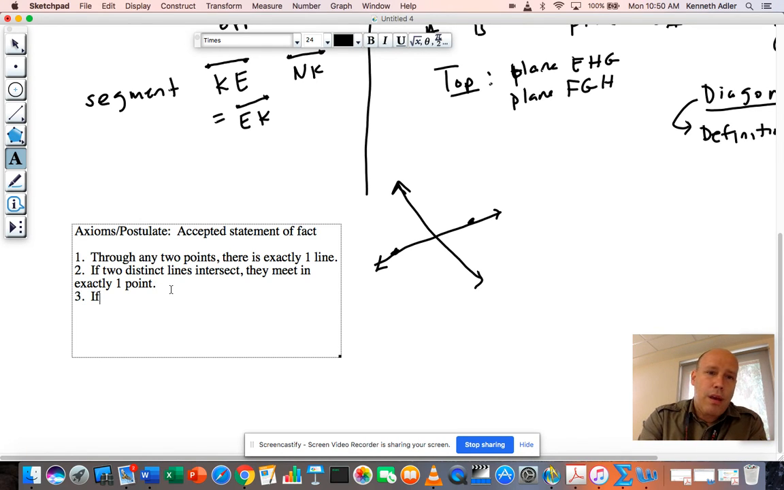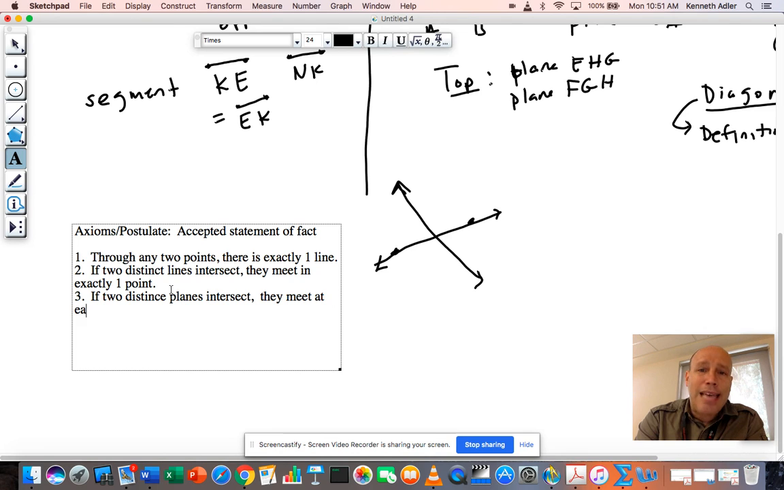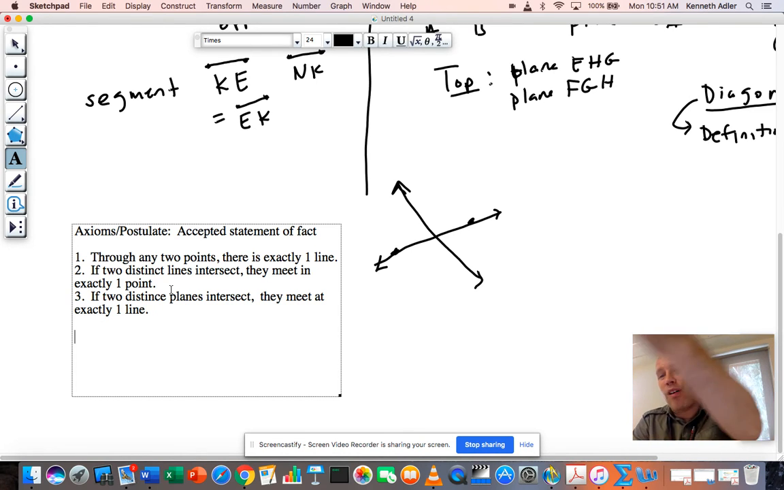Number 3: if 2 distinct planes intersect, what do you think? I want you to think about 2 planes. Look at your room right now, and the 2 planes are the wall and the floor. Where do they meet? Well, they meet in a line. They meet at exactly 1 line. Once again, that's another axiom. I'm not going to draw a picture of your wall and your floor.